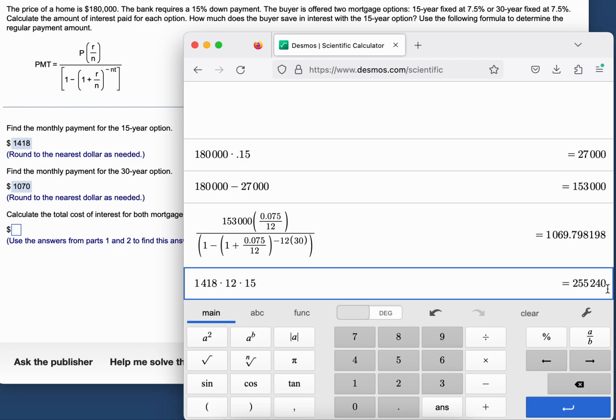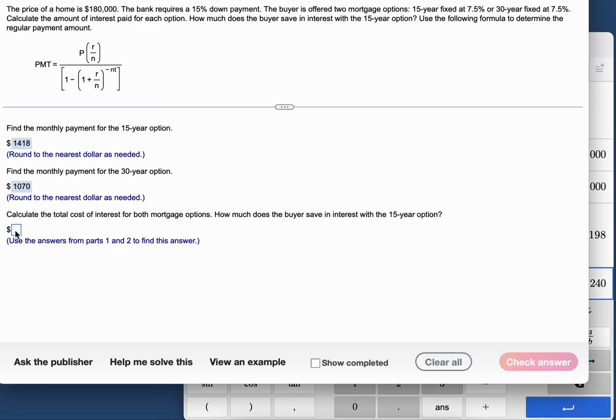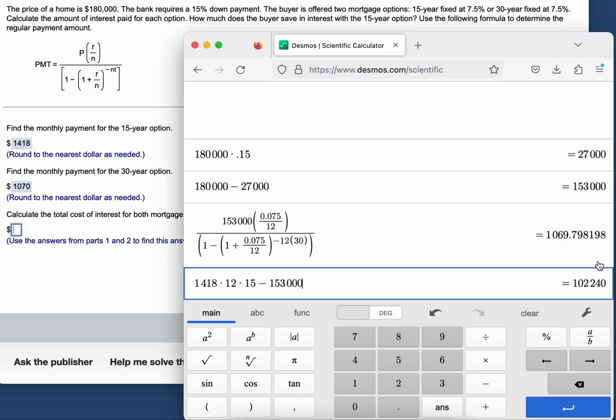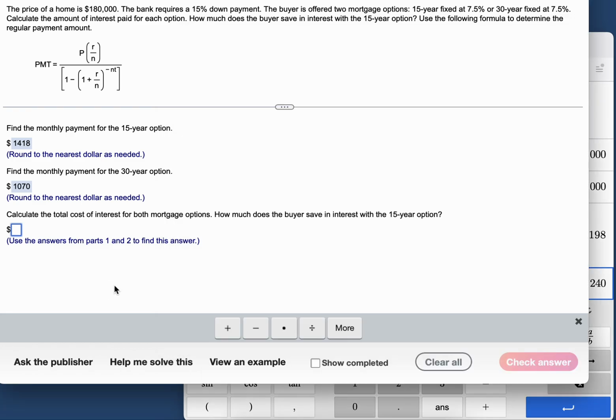Now, what is the interest? The interest is going to be this amount minus the actual size of the mortgage, which was $153,000. So I'll subtract $153,000. Essentially, you take this number and you subtract the value of P, which was this number here. So in interest, you're paying $102,240. Okay, so I'll put that here. I already forgot what that was. That was $102,240.